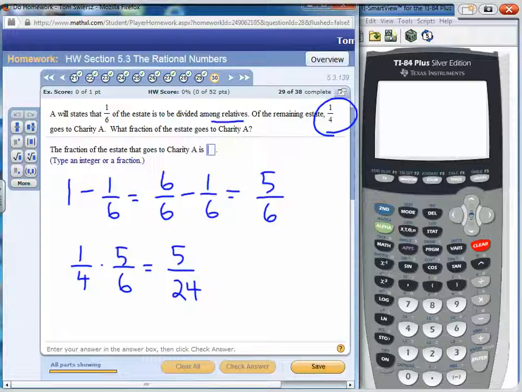So again, it's a two-step process. You first have to subtract from 1 what the relatives get, and that's what we did, 1 minus 1/6 to get 5/6. 1 is 6/6, and then of the remaining estate, 1/4 of 5/6, so we had to multiply. And when we multiply the numerators, product of the numerators over denominators, we get 5/24. And you could have done this on your calculator too.